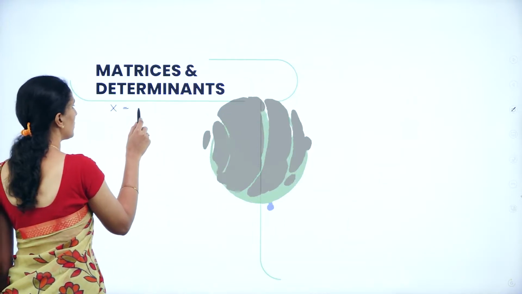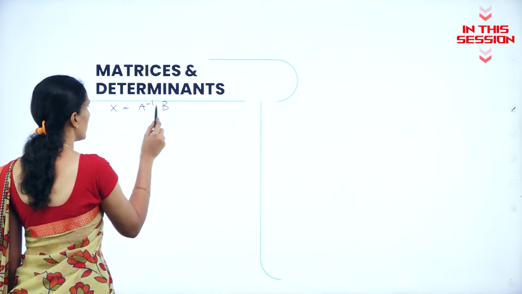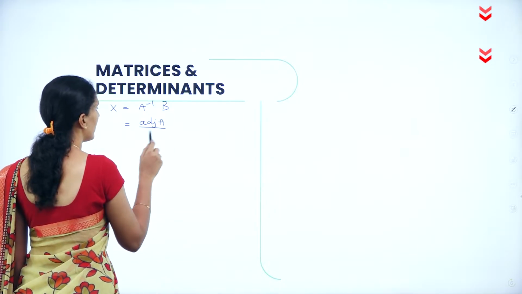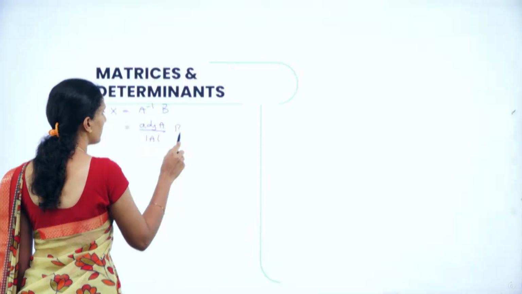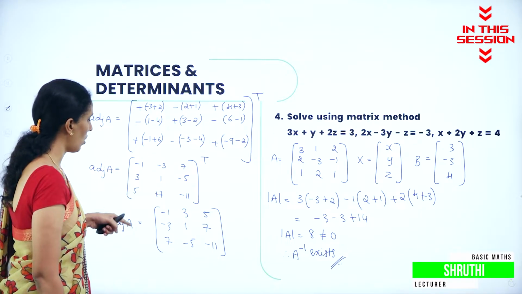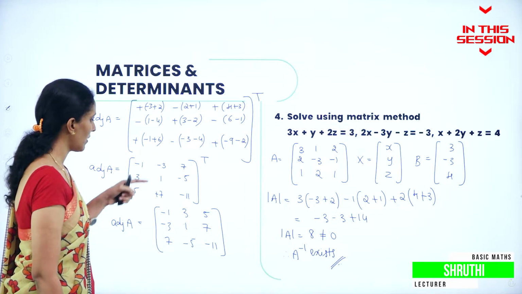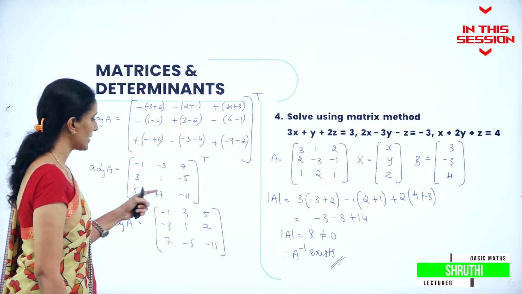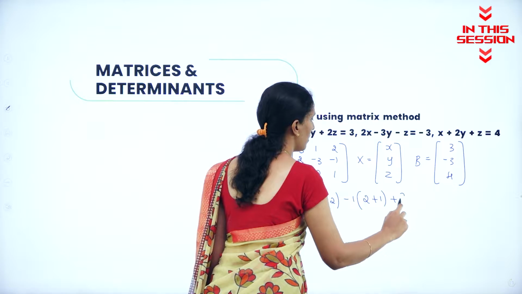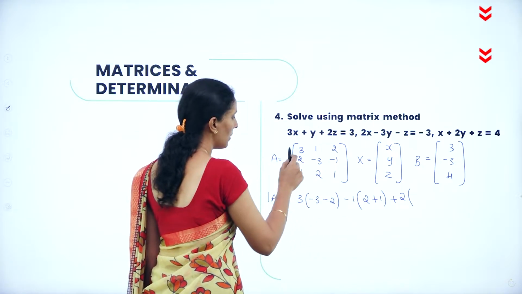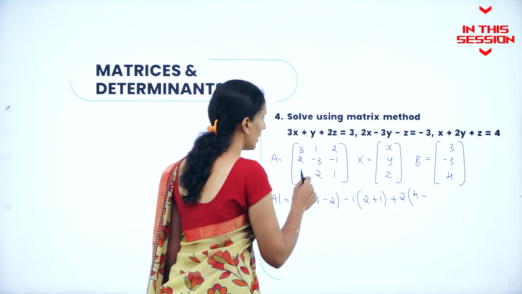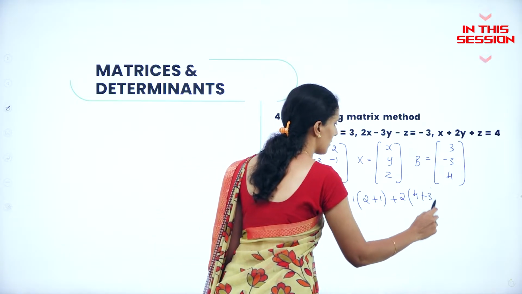x is equal to A inverse B. So A inverse is nothing but adjoint A divided by determinant A into B. So this is the adjoint of A, writing rows into columns. So minus 1, minus 3, 7, 3, 1, minus 5, 5, 7, minus 11. Minus of minus 1 becomes plus 1, plus 2, delete the column, delete the row, 2 2s are 4, minus into minus 3 becomes plus 3.